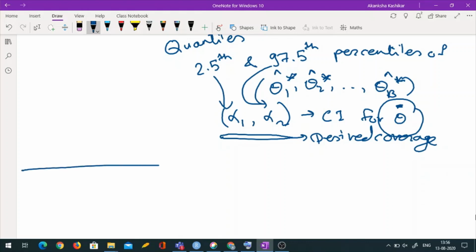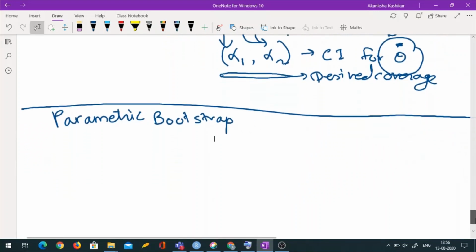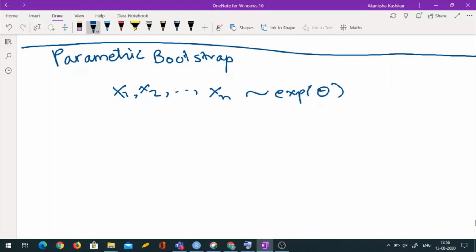Similarly, we can have something called parametric bootstrap also. So what is meant by parametric bootstrap? In fact, parametric bootstrap is quite easier to understand conceptually. Suppose I have x1, x2, ..., xn coming from, say, exponential theta.